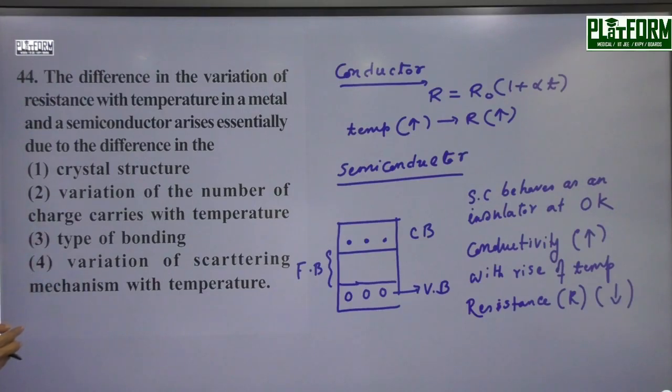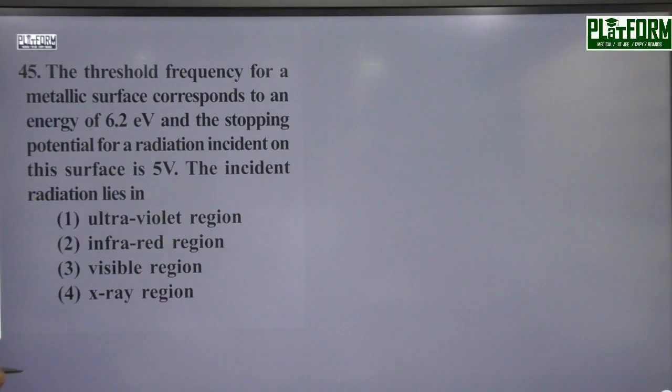So this is the basic difference between a conductor and a semiconductor: the variation of the number of charge carriers with temperature. Next problem.